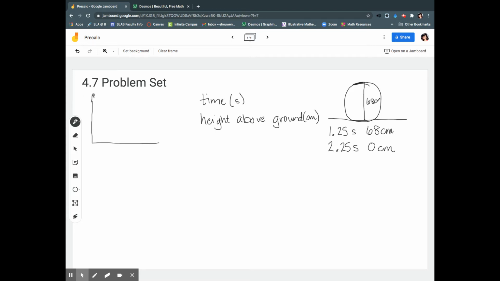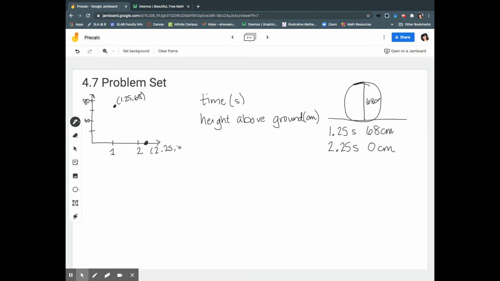This does not have to be a perfect sketch. This is just to get ourselves wrapped around what's going on. So if this was 1 second and this was 2 seconds, and then down here, say 20, 40, 60, 80. We know that we have two coordinates, 1.25, comma 68. We'll just estimate that right here. It's not a terrible idea to write the coordinates so that we're clear as to what they are. And then 2.25, comma 0.